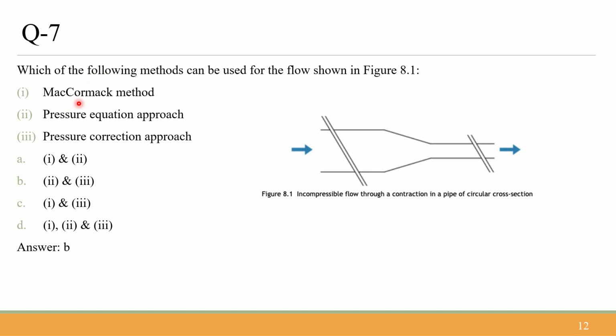The first one is the McCormack method. It is false because it is a method used for getting solutions for compressible flow. And the second one is the pressure equation approach. It is right. And the third one is the pressure correction approach. Again, it is right. Therefore, 2 and 3 are the right ones.